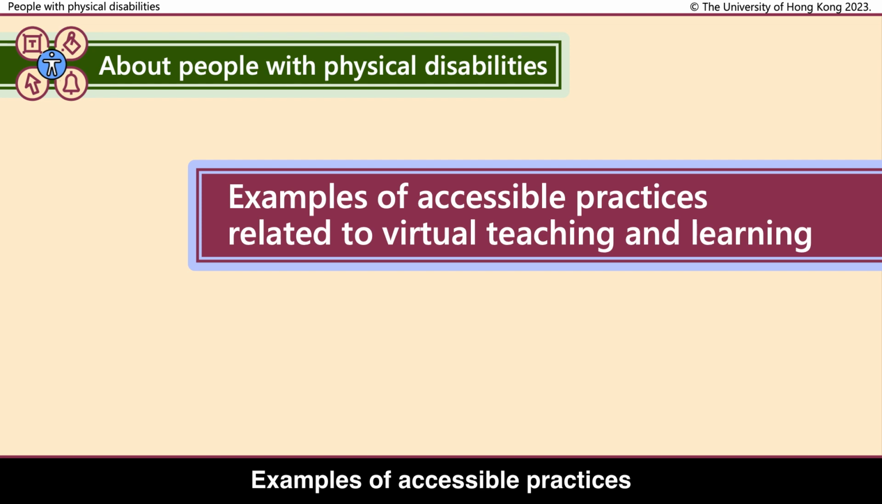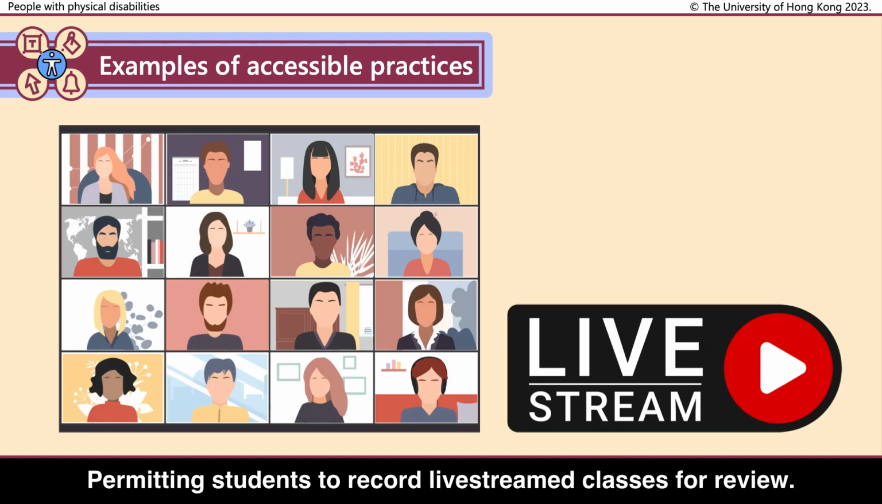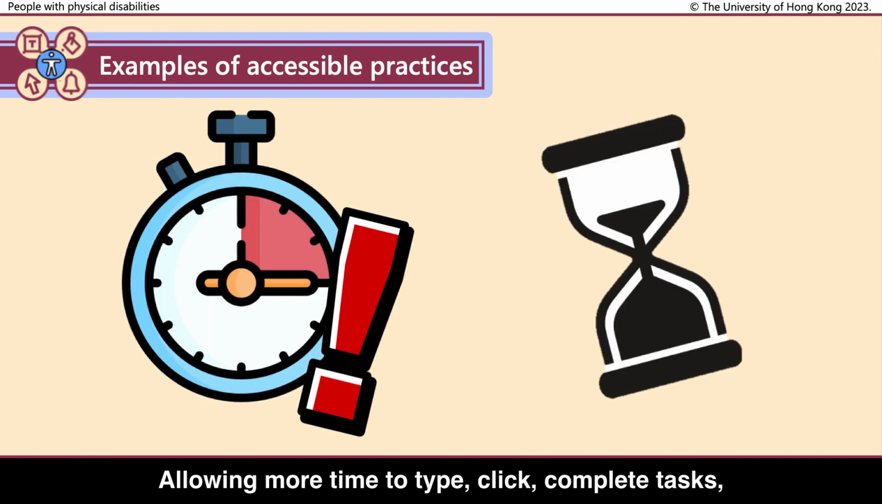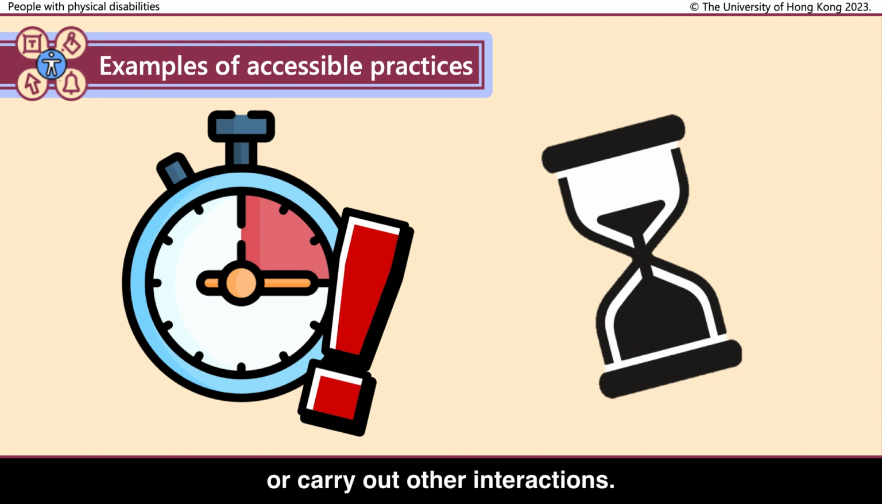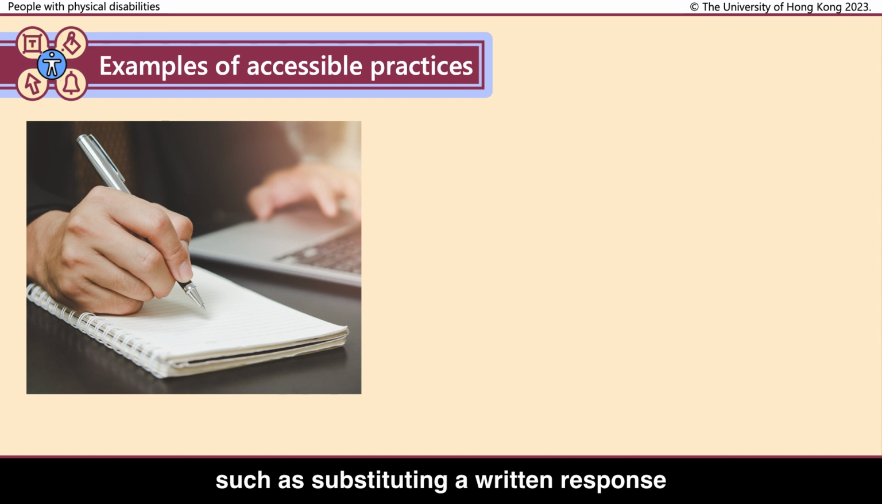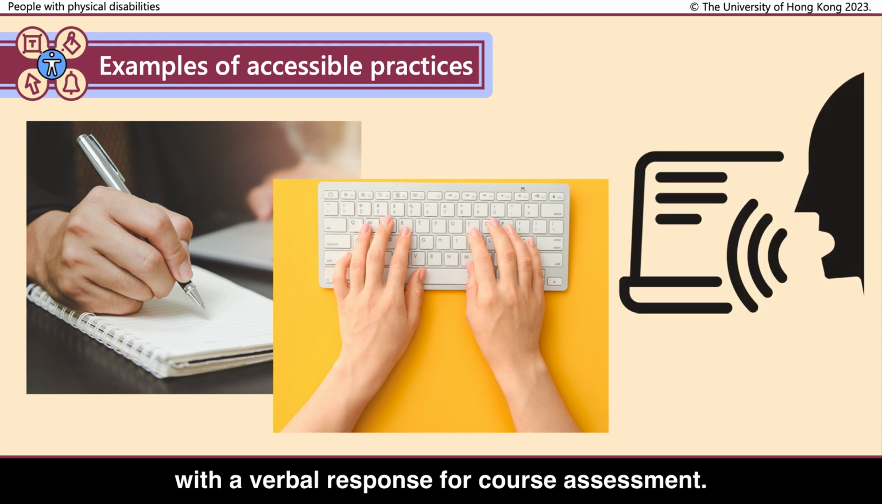Examples of accessible practices related to virtual teaching and learning include the following. Allow short breaks for live streaming sessions of long duration. Permitting students to record live-streamed classes for review. Allowing more time to type, click, complete tasks, or carry out other interactions. Allowing alternative modes of response input, such as substituting a written response or a typewritten response with a verbal response for course assessment.